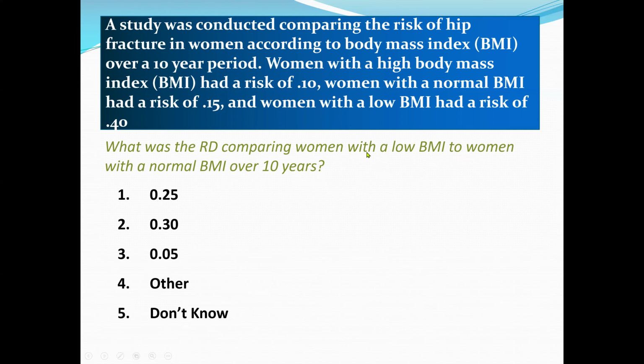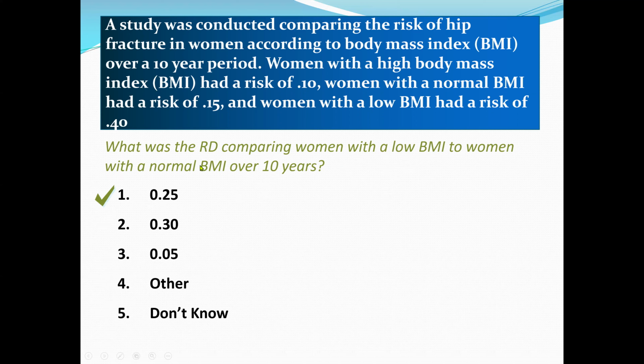Here again, we are comparing frequencies of disease in different groups. So here we have 2 groups, actually 3 groups, but we're going to compare women with low BMI to women with normal BMI. So 2 groups. Based on this question, the answer will be 0.25. Again, in order to solve this problem, we have to go through lecture number 1.